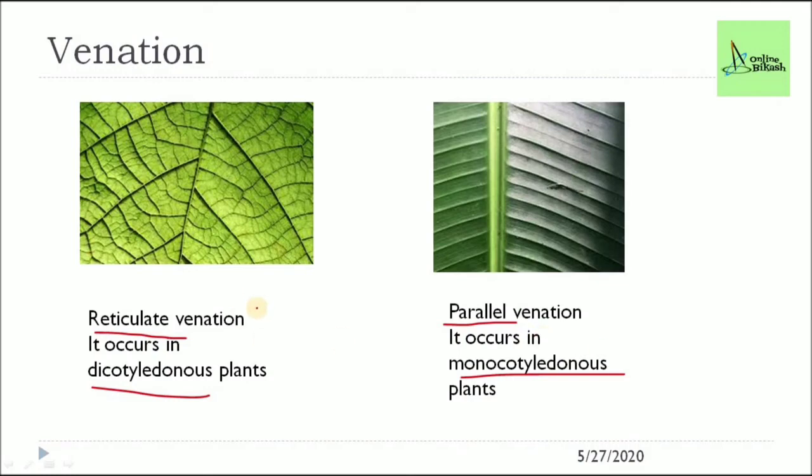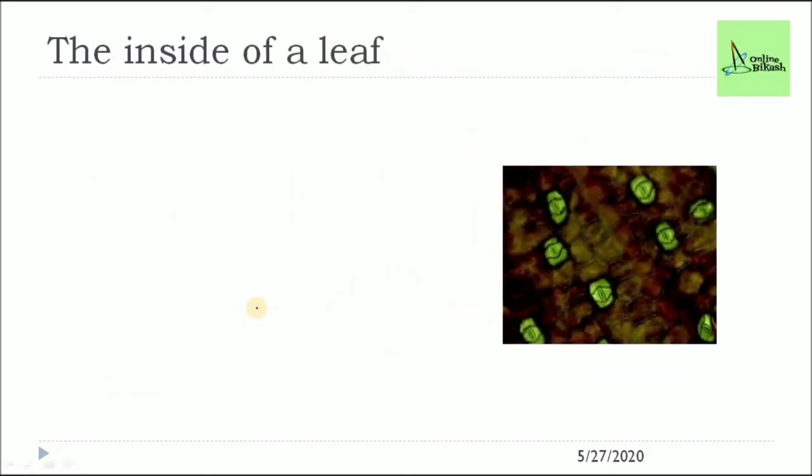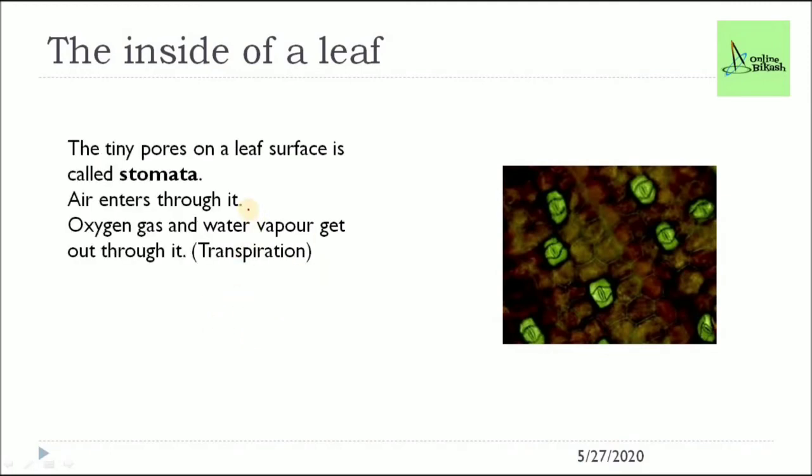And reticulate venation you can find in any dicotyledonous plant like mango, papaya, or any other plants. Now, the inside of a leaf looks like this. The tiny pores on a leaf surface are called stomata. These are tiny holes present in the leaf. You cannot observe these holes with your naked eye. You need a microscope to observe them.